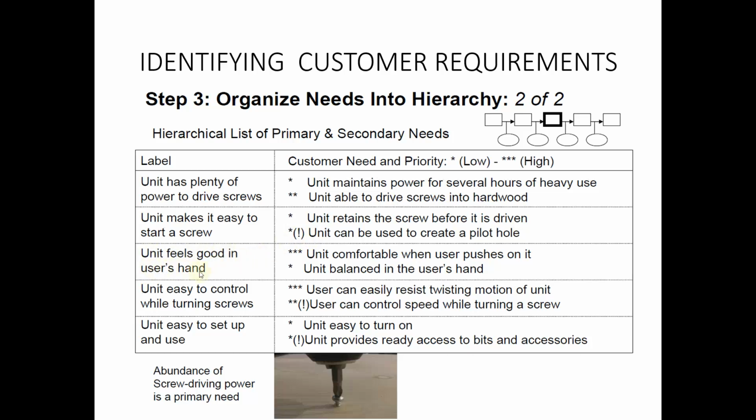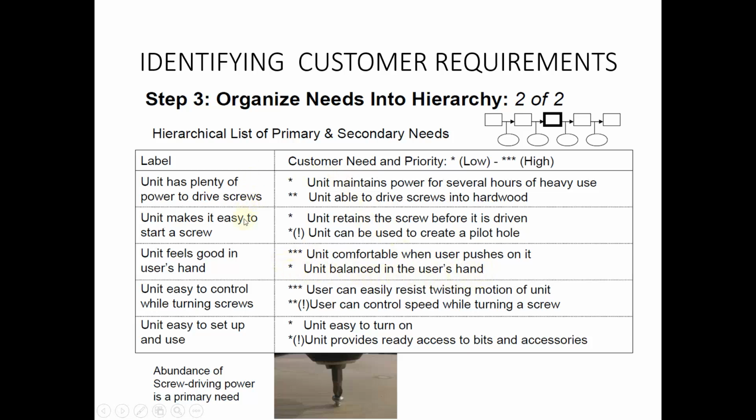Unit feels good in the user's hand. That means the unit is comfortable when the user pushes on it. The user should be comfortable using that product. So that is the high priority requirement, 3 stars. Unit is balanced in the user's hand. It is a low priority.